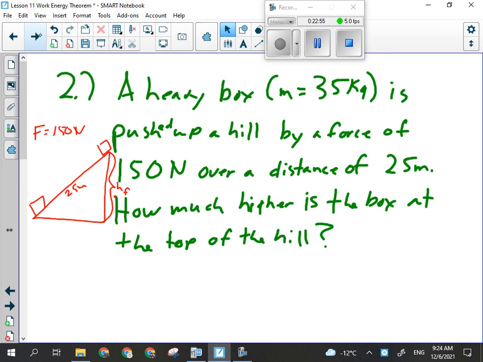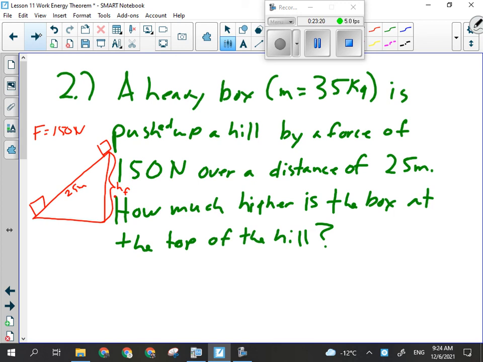Here's what I was talking about. If I have a question where something's being pushed up a ramp, now the force is acting over the length of the ramp, but the height is a different number. The height and the distance are only equal if you're lifting something vertically. In this case, we're pushing it up a ramp, so the force acts over the length of the ramp, and the height will be a different number. So give this one a try.